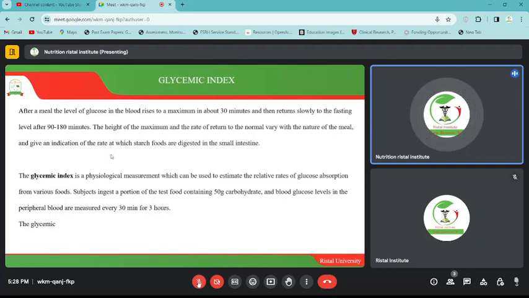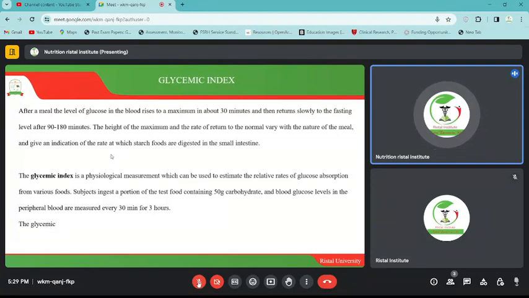Some meals easily cause a rise in your blood glucose levels, and this gives an indication of the rate at which starchy foods are digested in the small intestine. Meaning some of these foods, when you eat them, are digested so fast and cause a very fast rise in your blood sugars. So we define glycemic index as a physiological measurement which can be used to estimate the relative rates of glucose absorption from various foods.